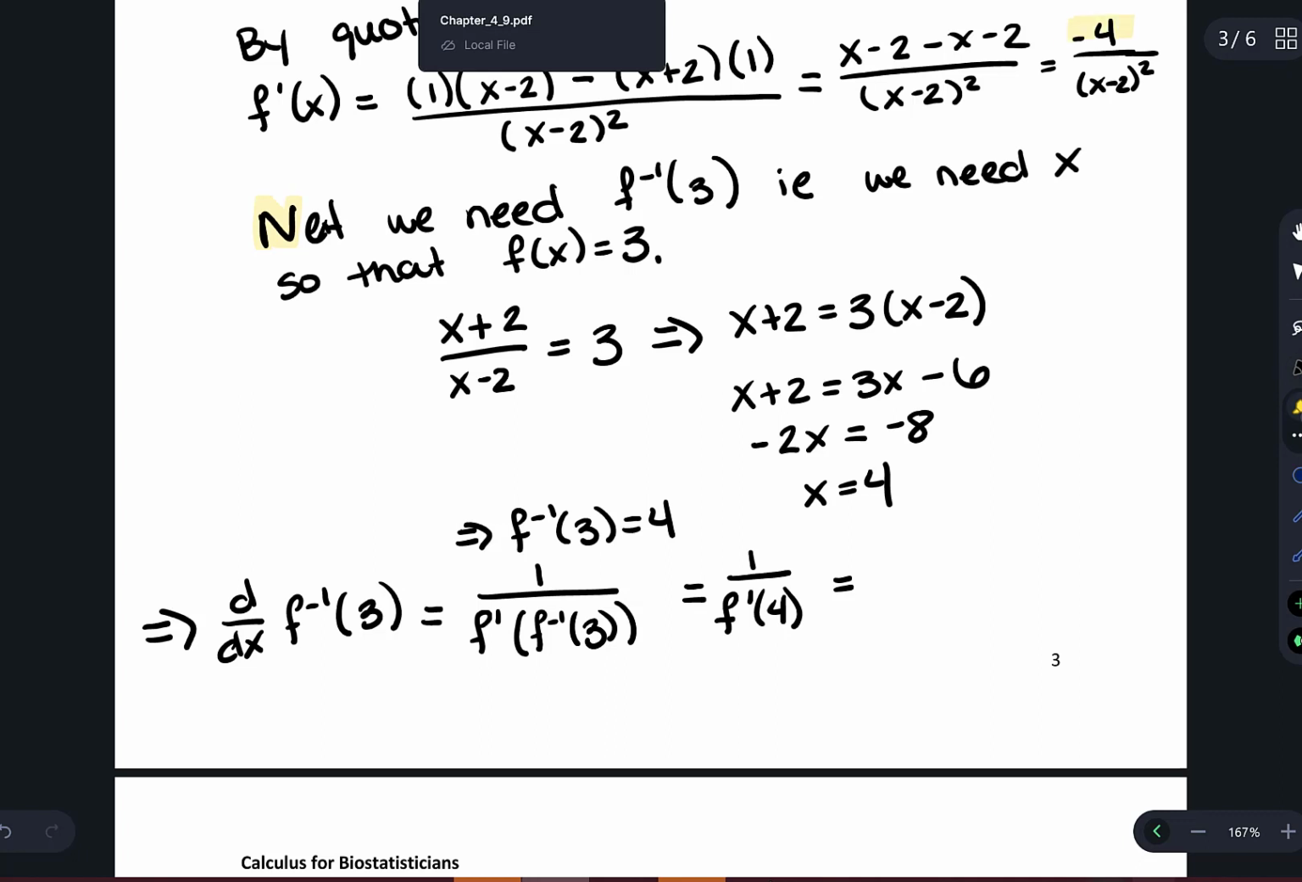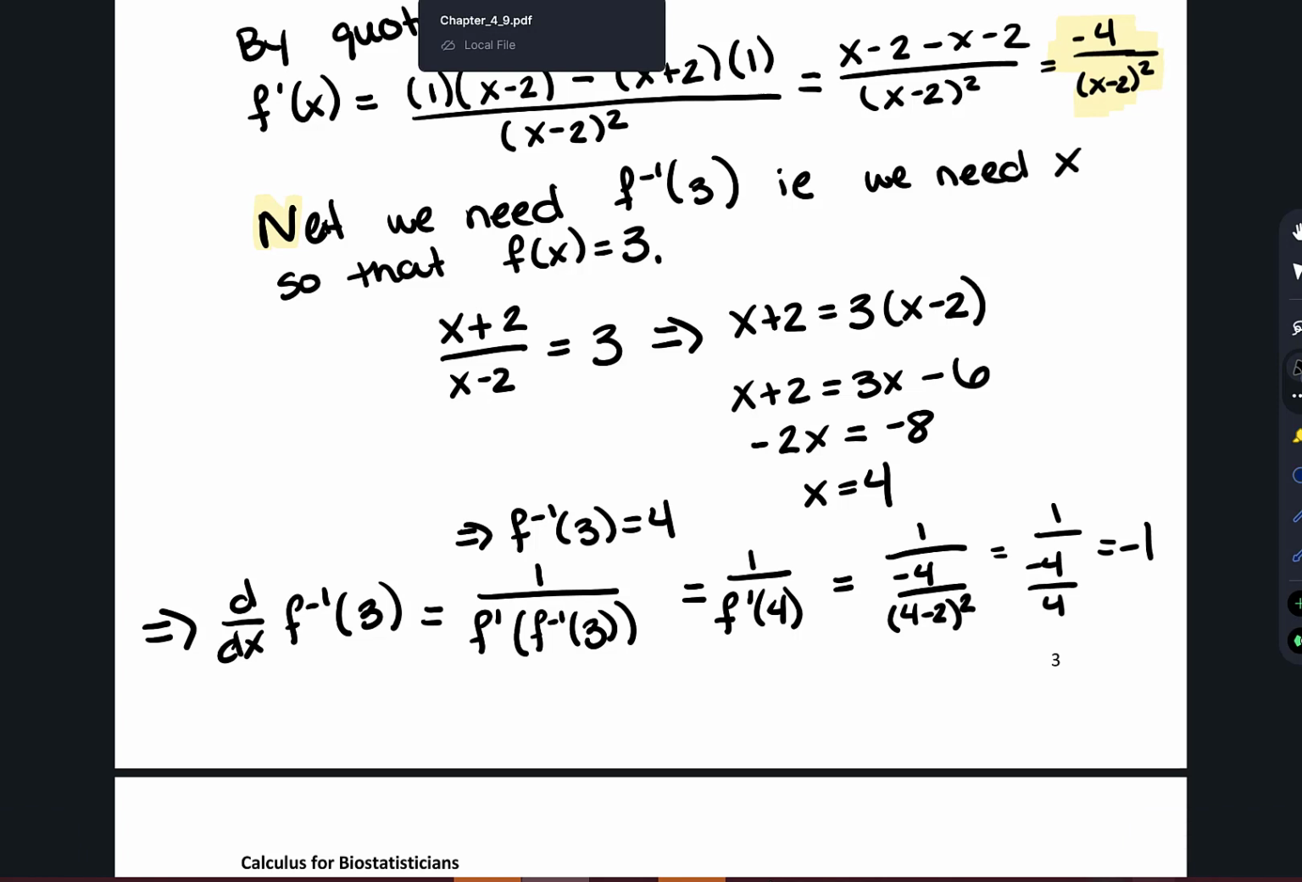Notice that we have the derivative of f of x right here. So this is going to be equal to 1 over minus 4 over (x minus 2) squared. We're evaluating at 4. So instead of x, we have 4, so (4 minus 2) squared, which is equal to 1 over minus 4 over 4, which is just equal to minus 1. So what we have shown here is that the derivative of the inverse evaluated at 3 is equal to minus 1. So let's go back to our geometric interpretation of the derivative to see what this means.